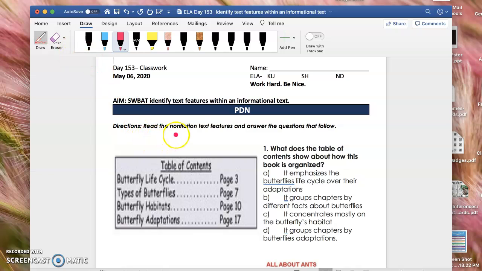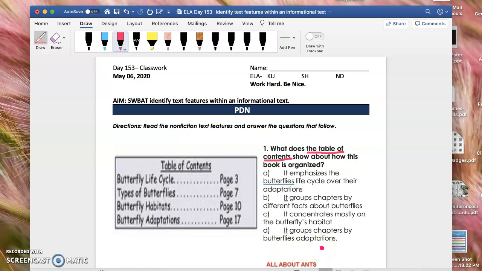It says, read the nonfiction text features and answer the questions that follow. So this text feature that I see is table of contents, and I can see how it talks about the topics with the number of pages that it's on. It says, what does the table of contents show about how this book is organized? A, it emphasizes the butterfly's life cycle over their adaptations. B, it groups chapters by different facts about butterflies. C, it concentrates mostly on the butterfly's habitat. Or D, it groups chapters by butterflies' adaptations.